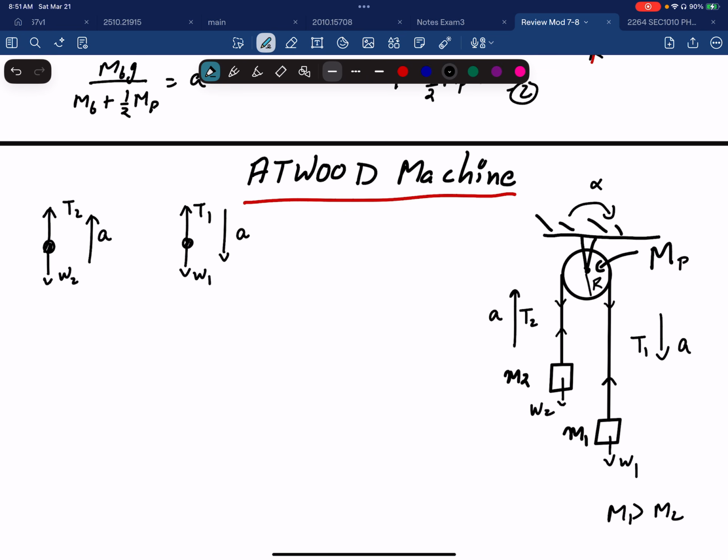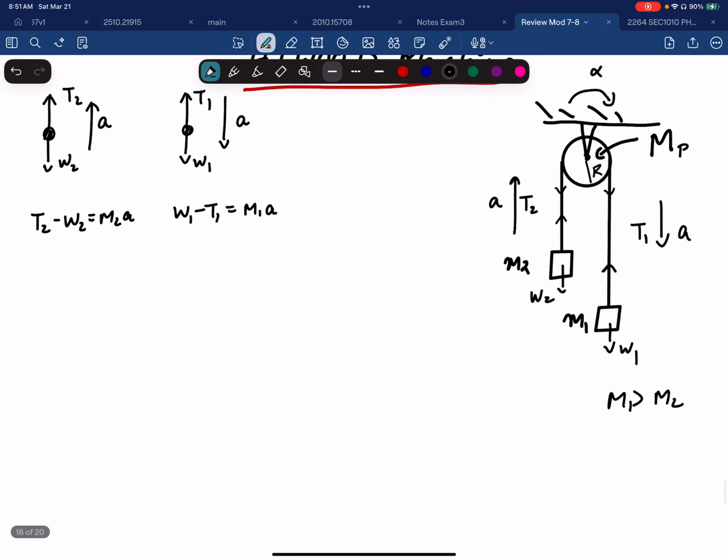Now for the free body diagrams, we understood that for this it is T2 minus W2 equals M2A. This is W1 minus T1 equals M1A. So these two we already know how to write. Now the one that we don't know is the pulley, so let's try to understand that. For the pulley, we will have two kinds of tension. Let's try to understand the first one.